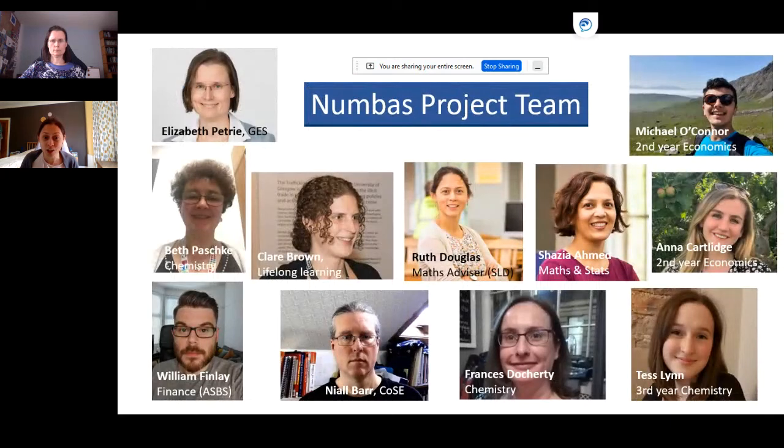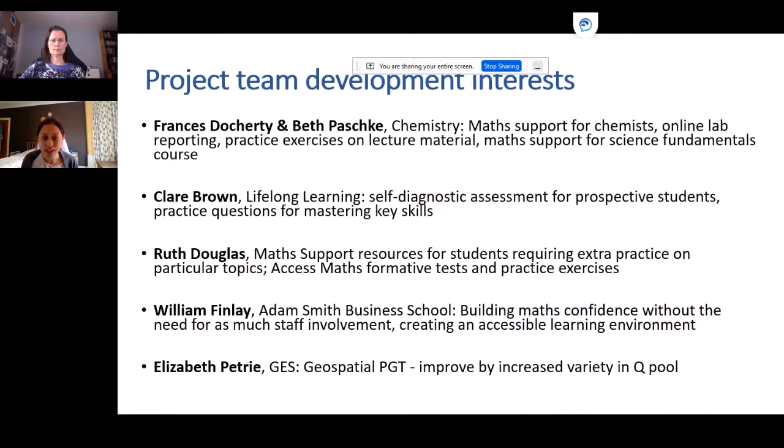you can see here, this is the project team. So on the sort of left and centre, you'll see the 8 members of staff who are involved in the schools and services they represent. And on the far right, you can see the 3 students who we recruited, and they only started just a few weeks ago, but are already joining us today.